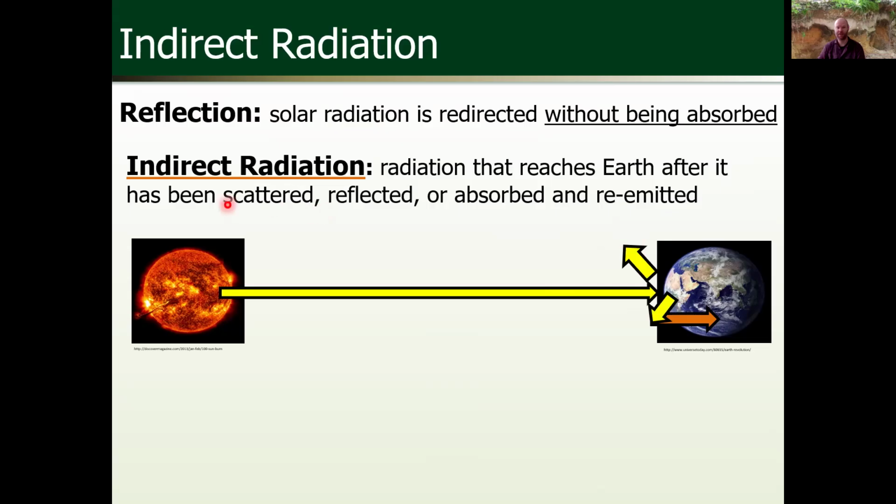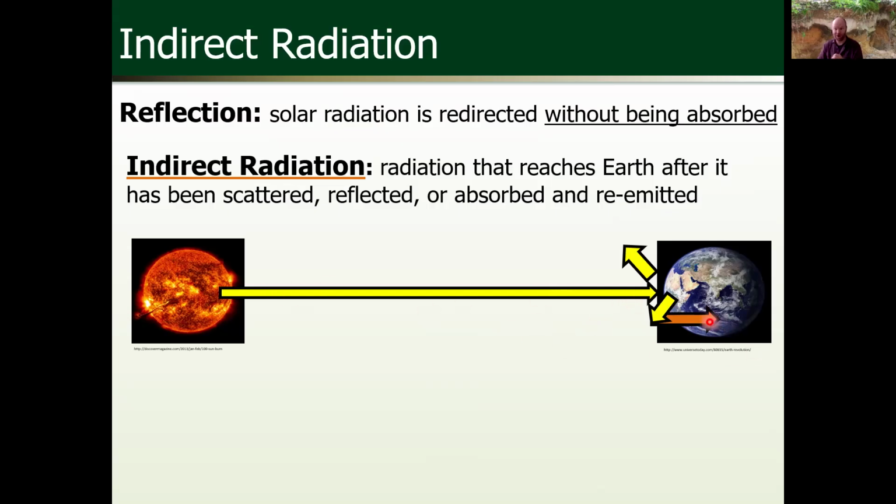And so this again can take forms of being redirected through reflection and scattering, where there was no absorption of energy, and then it eventually took longer, but it eventually makes it to Earth's surface. But there's also this really important part where some of that radiation was absorbed by something like a water vapor molecule, a particulate, carbon dioxide. It then was re-emitted as long wave radiation. So it changed forms, and that radiation does still, in fact, make it to Earth's surface.